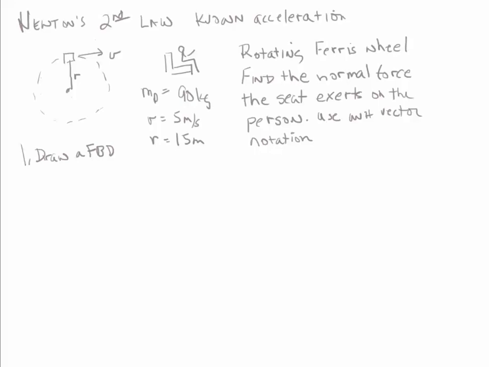All right, we're looking at Newton's second law with a known acceleration. In this case, a rotating Ferris wheel. We're asked to find the normal force the seat exerts on the person and to use vector notation. So the first thing is, let's draw a free body diagram.